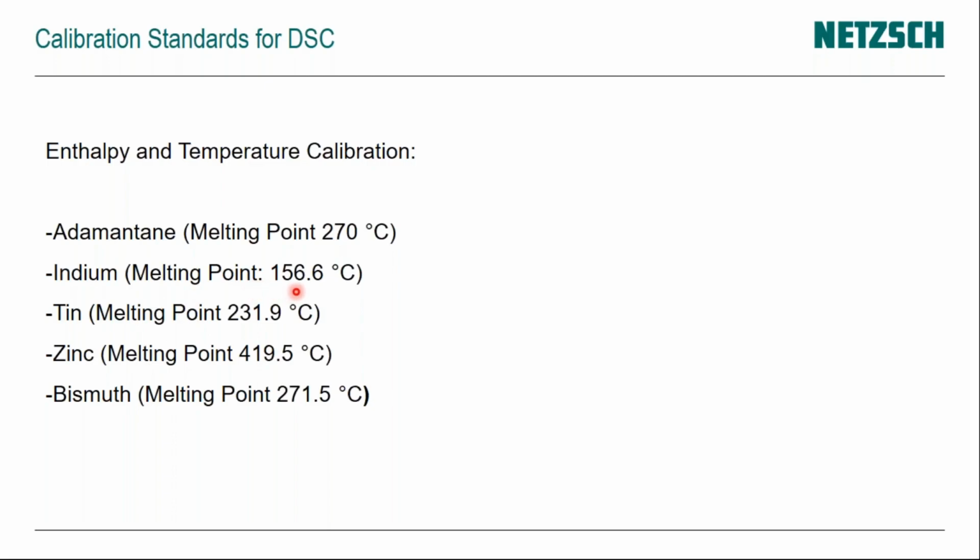The melting point is 156.6 degrees Celsius. We also use adamantane, which has a transition at 270. We also provide some metals like tin, zinc, and bismuth, with a melting point of 271.5. We provide these standards with our low temperature DSC for the enthalpy and temperature calibration. But this is not limited. For customers who want to do specific heat measurement, we also provide a specific heat standard, the sapphire standard.